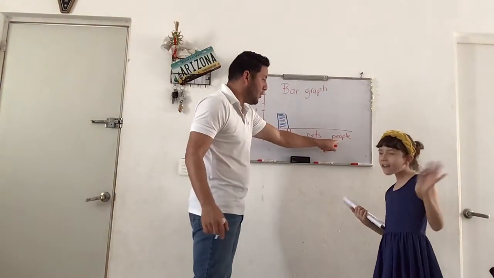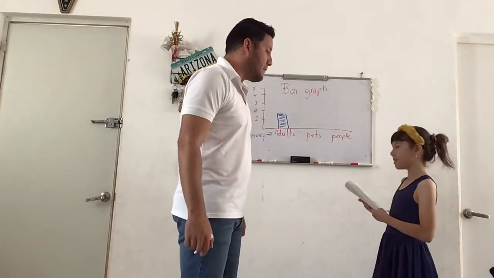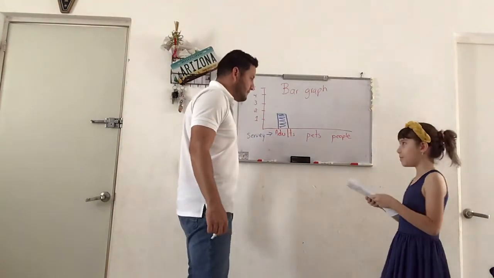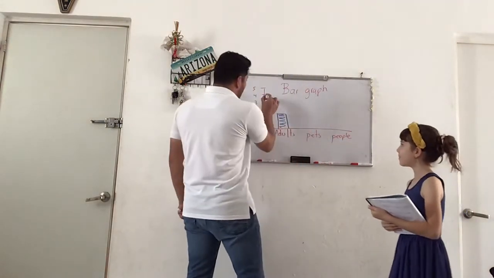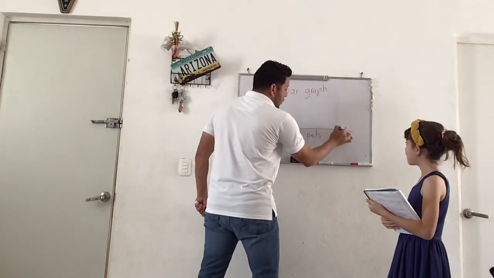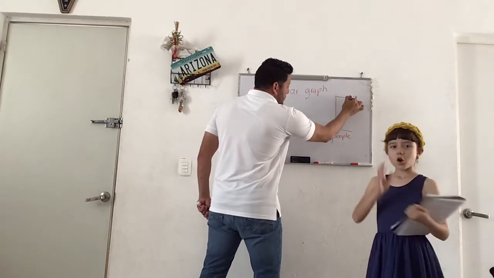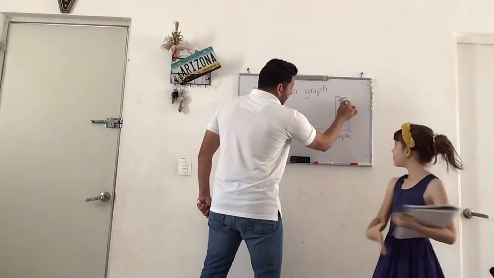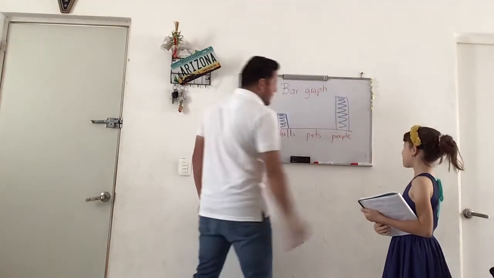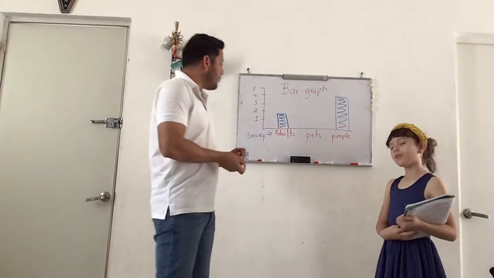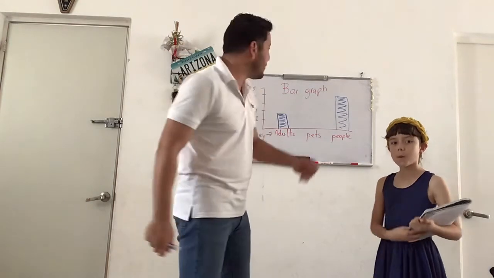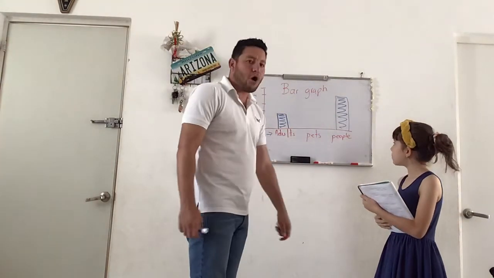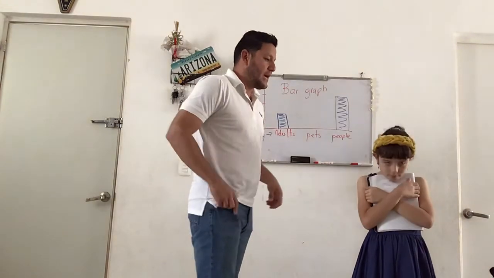Let's go to people. How about people, Bianca? How many people are in your family? 4 people. So we go to number 4. We make a bar all the way to the top. 4 people. And we color. Okay? And now, with that information of my family, yes, we can create a bar graph. Any questions, guys? Okay, very good. Excellent. Thank you, Bianca.